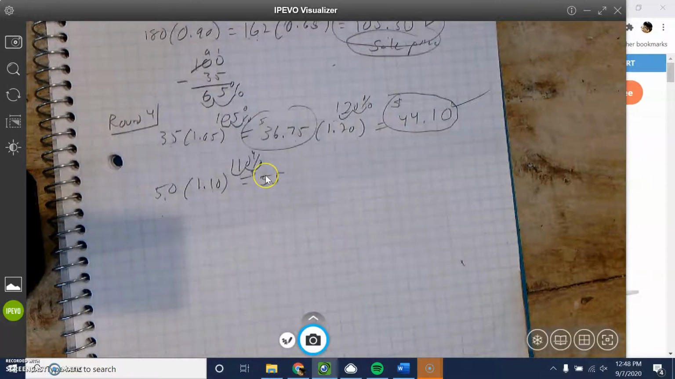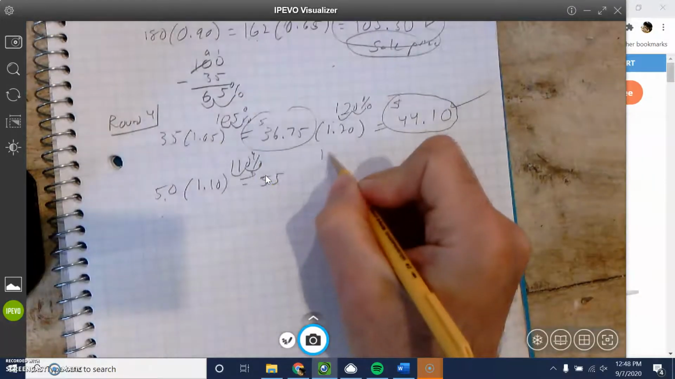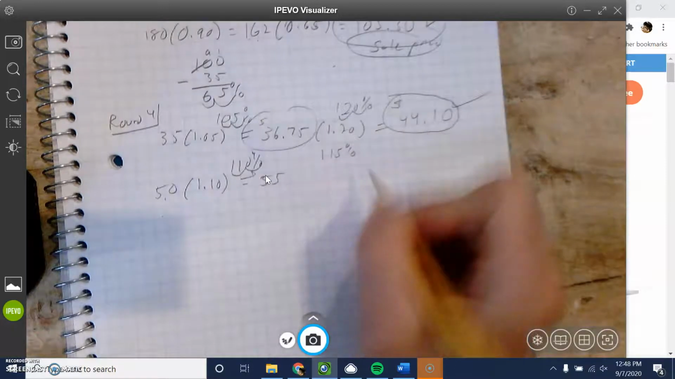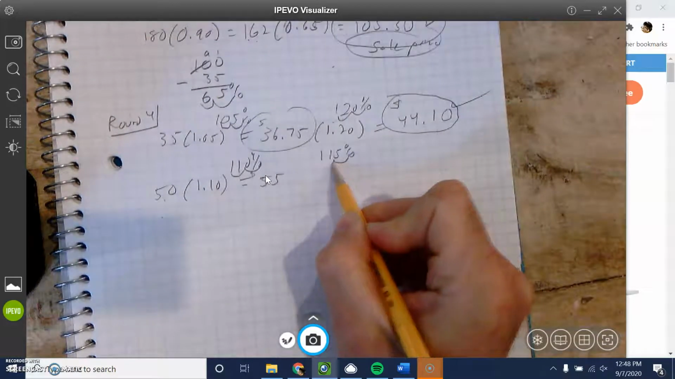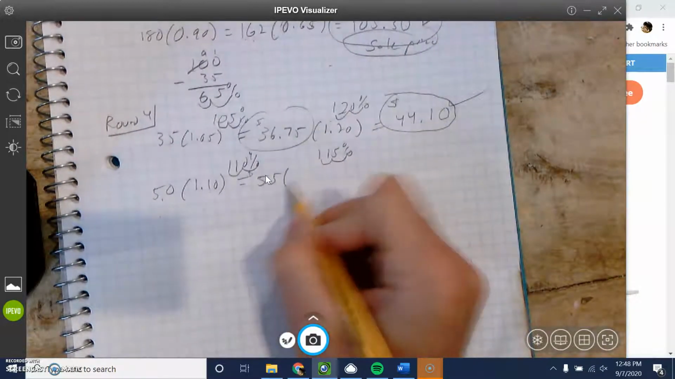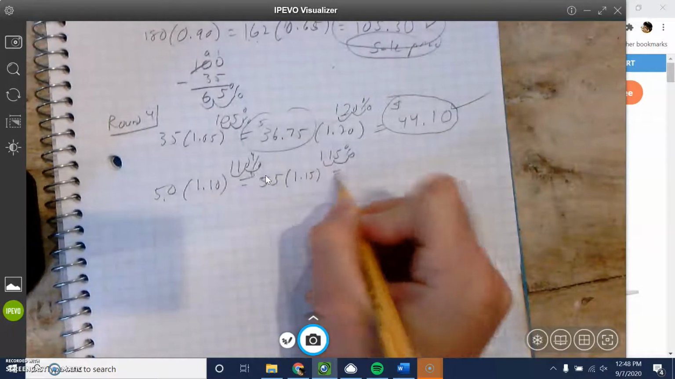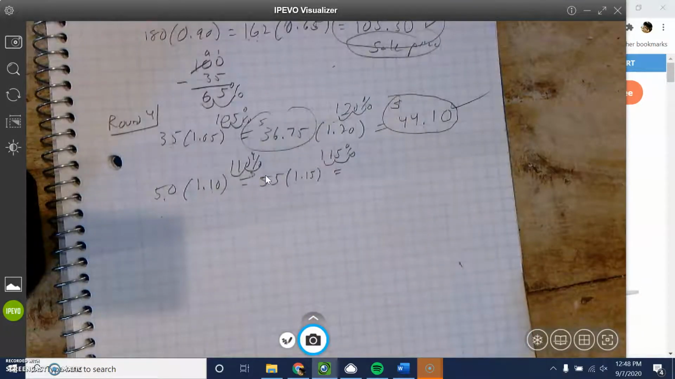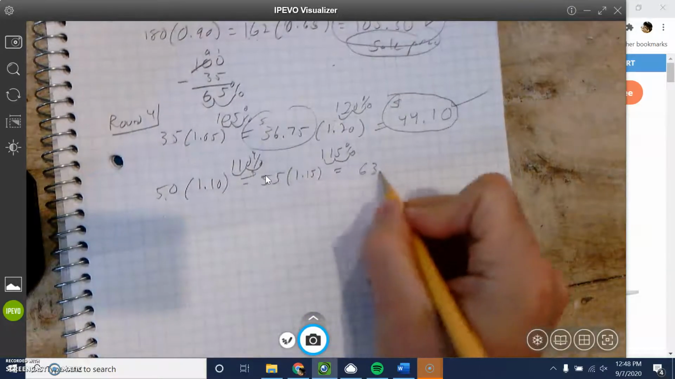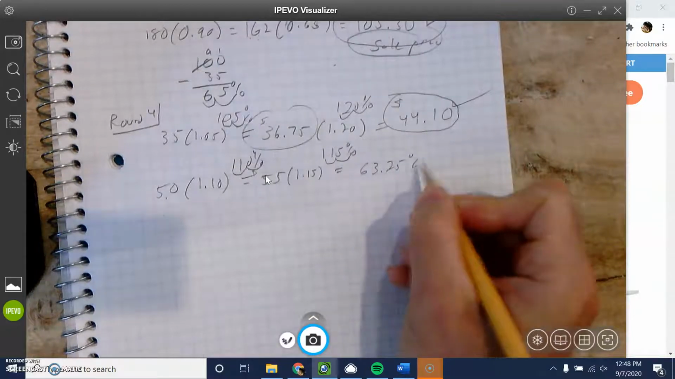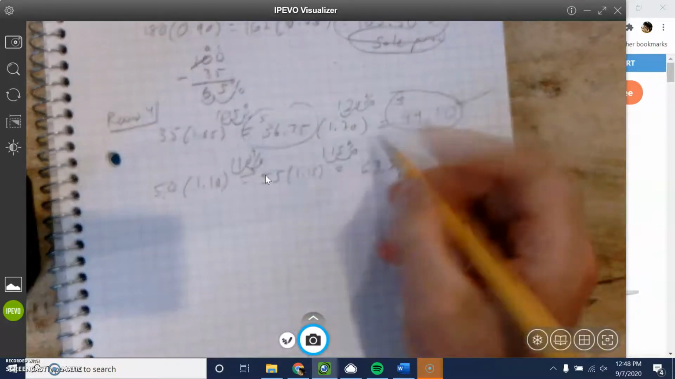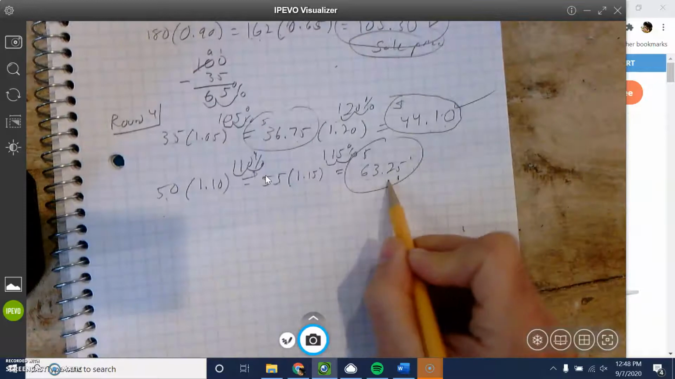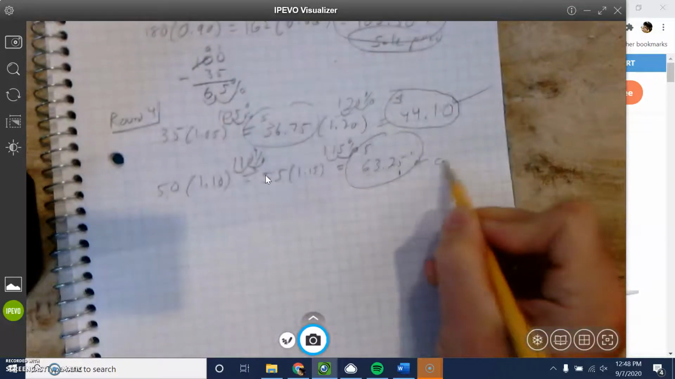So now you're here at 55, and you're tipping 15%, so you're going to pay 115%. Because tip, you add on. So I'm going to multiply this by 1.15. So 55 times 1.15, and you get $63.25. Oh, not percentage, my bad. Dollars. So $63.25 is the cost of the meal.